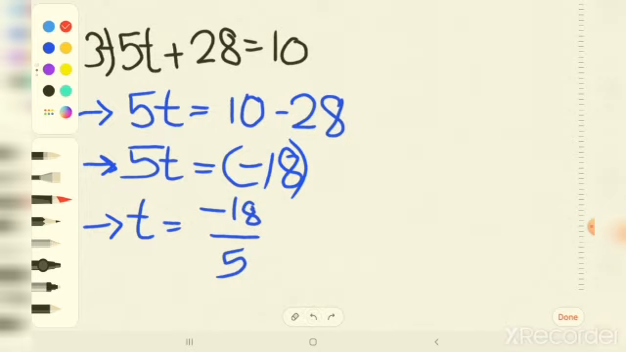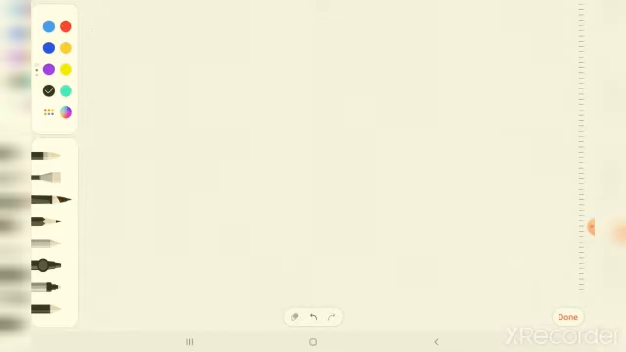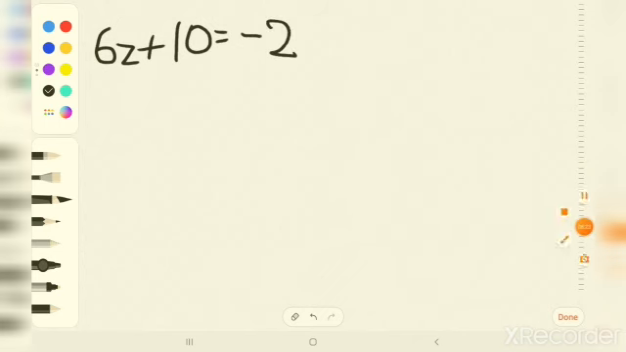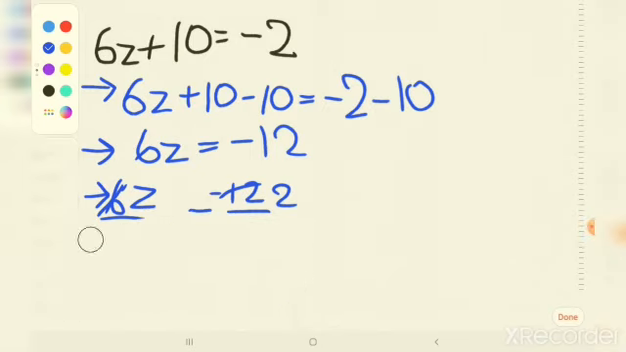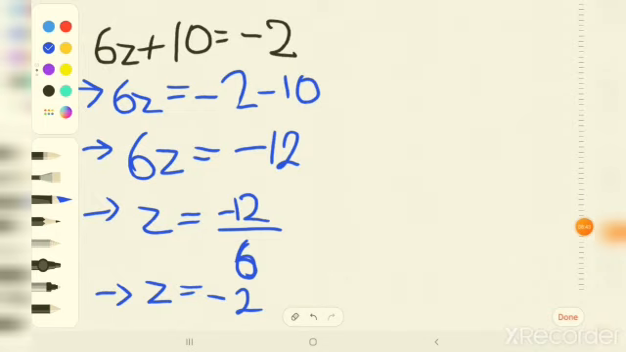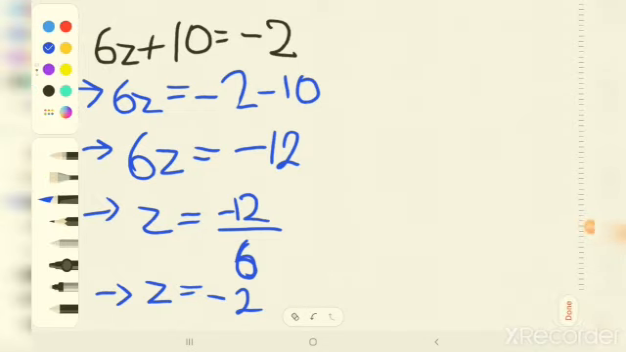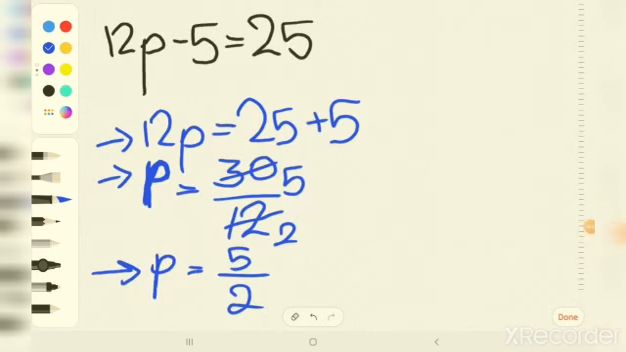Now only 2 questions are left. So I will request you to try the questions by yourself. The fourth question is 6z plus 10 equals minus 2. This is the solution for the fourth question from method 1. Now method 2, the transpose method. The solution using the transpose method. Now the fifth question. This is the solution of the fifth question, the last but not the least.